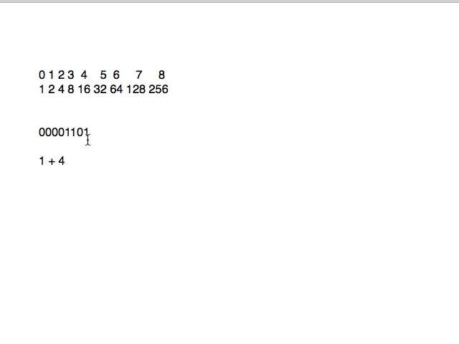So, let me see, where was I? 0, 1, 2, 3. 2 raised to the power of 3 is 8. So I'm just going to add an 8 here. Okay? So that gives us 1 plus 4 is 5, plus 8 is 13. So 0, 0, 0, 0, 1, 1, 0, 1 equals 13, or is the same thing, I should say, as the decimal number 13. All right?